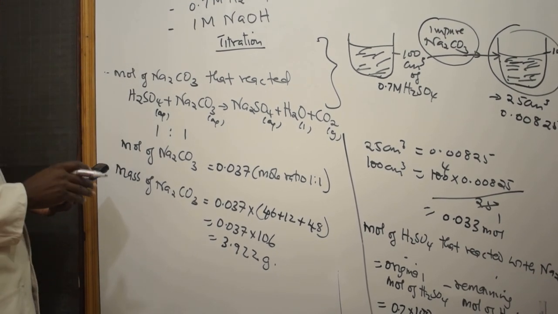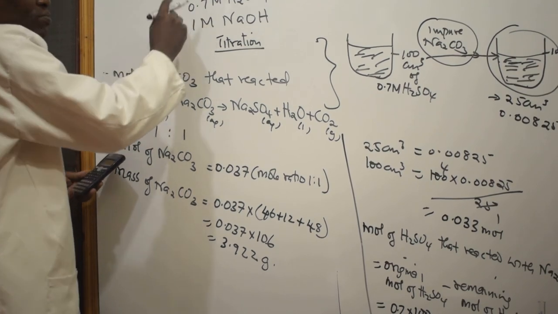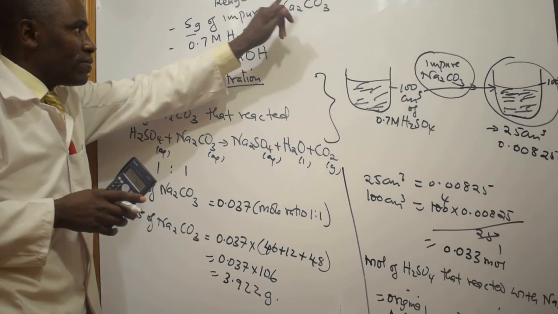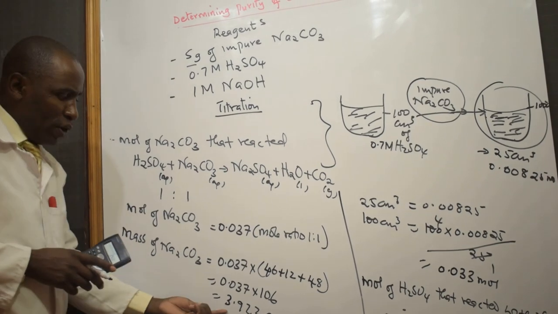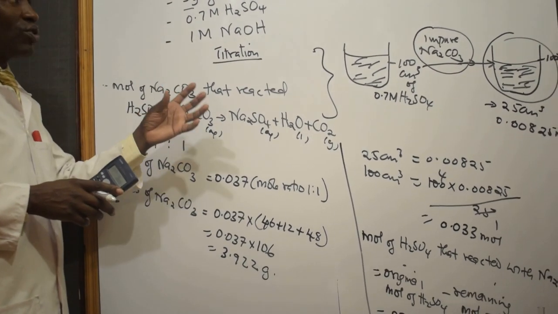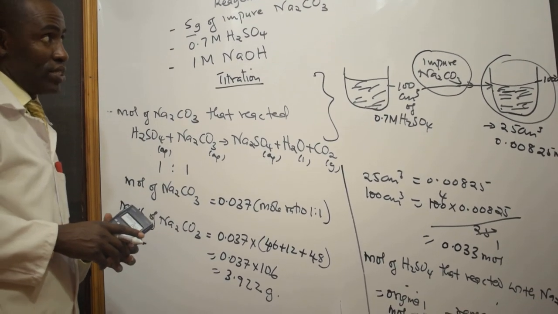So what are we talking about? That in the 5 grams of the impure sodium carbonate, only 3.922 grams was actually sodium carbonate. Others were impurities.